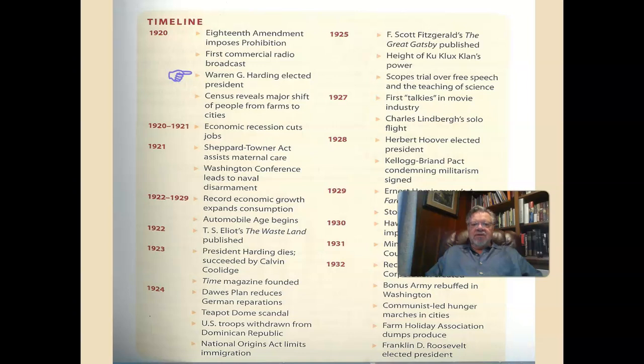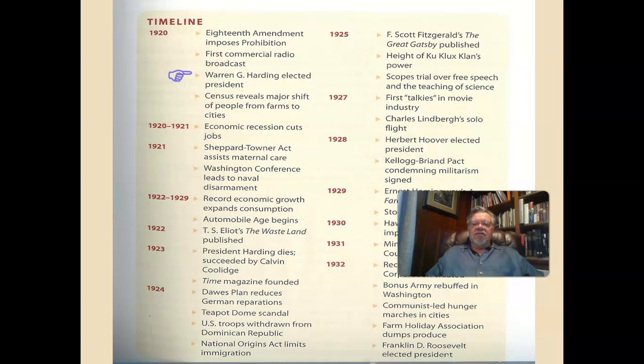Legislation passed in 1921 to assist maternal care. There was a Washington conference leading to naval disarmament. Record economic growth. Automobile age begins. T.S. Eliot published The Waste Land in 1922, which basically says the wasteland is the 20th century, a period of desolation, a period of tragedy with World War I. That was even before the Great Depression and World War II. It's a classic poem.